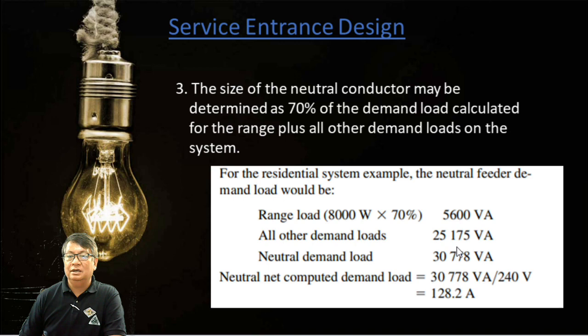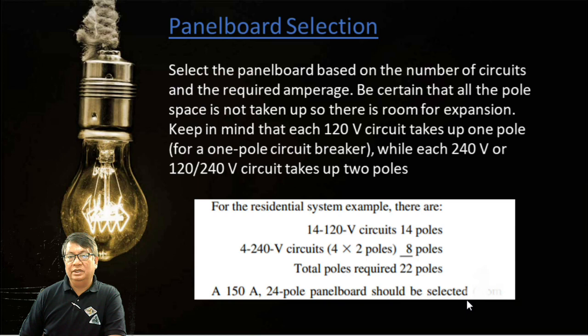So we have 25,175 for the other, no? Other demand or other load. So on and so forth. So we have this 128.2 amperes. So we have this one. To determine the panel board, use this solution here.